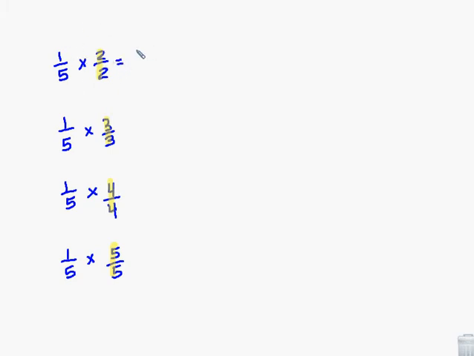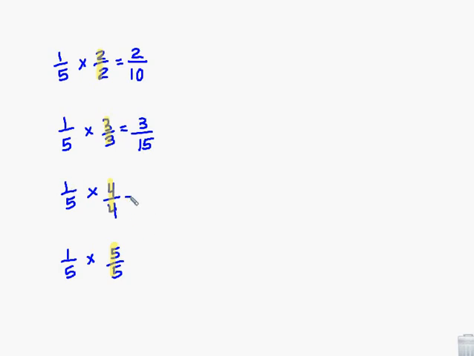1 times 2 equals 2. 5 times 2 equals 10. 2/10 is equivalent to 1/5. We can multiply 1/5 by 3 over 3 and find an equivalent fraction. 1 times 3 is equal to 3. 5 times 3 is equal to 15.